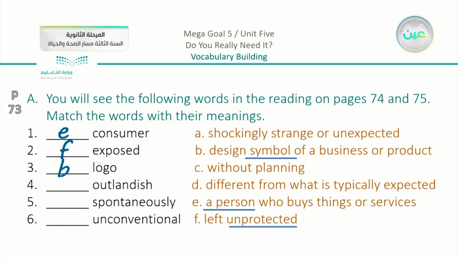Outlandish. Now we said, several times repeated, that outlandish means something that is strange. So we have the meaning shockingly strange or unexpected. So we have here A. Spontaneously is doing something freely or without planning. So we have here F is with C. And unconventional, we are left with D, and actually we have the word different as our keyword. So different from what is typically expected. We have here unconventional is D.